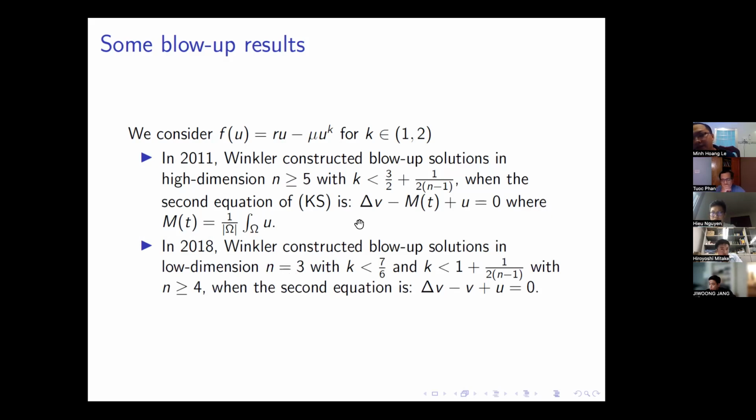So it does exist, right? It does exist for k less than 7/6. So the gap between 7/6 and 2 is still open. For example, in the three-dimensional case, with k bigger than 7/6 and less than 2, whether we can show that the solution is bounded, or construct a blow-up solution, is still open.